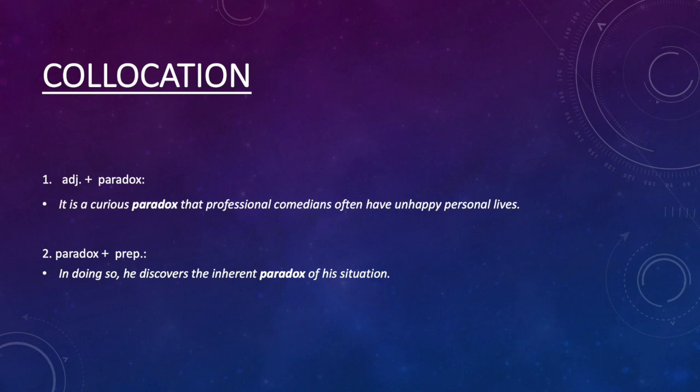And here's the collocation for the word paradox. First of all, we would always use the word paradox behind an adjective. In this case, curious paradox. Secondly, we would always use the word paradox in front of a preposition. So here we can see paradox of. Of is the preposition in this sentence.